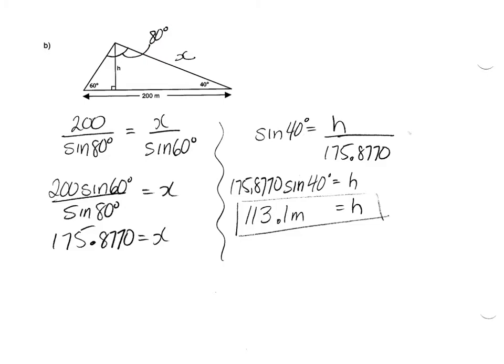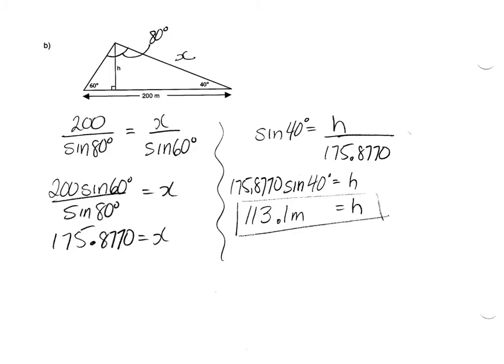You'll see I saw the 60, I saw the 40, so I immediately calculated the 80 degrees by doing 180 minus the 60 minus the 40. So 200 over sine of 80 equals x over the sine of the opposite angle. And then the sine of 60 degrees comes up and multiplies, and I get my answer there. Again, they didn't ask me to find x, but I had to find x to be able to find h. So I took extra decimal places because I'm going to have to use this in a future calculation.